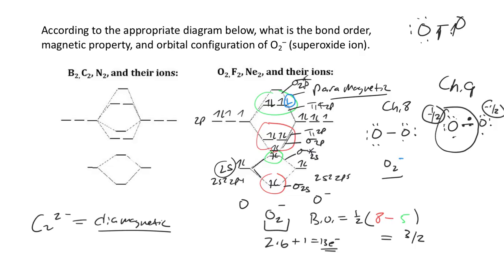Because we can give an orbital configuration. The orbital configuration just shows that we're putting the electrons in the proper order. So sigma 2s2, sigma star 2s2, sigma 2p 2, pi 2p 4, and then pi star 2p with 3. So this would be our configuration.